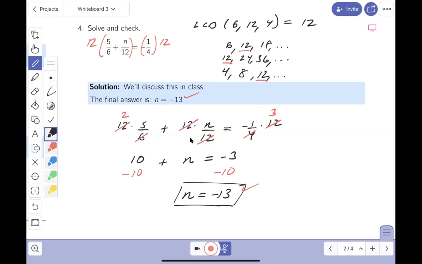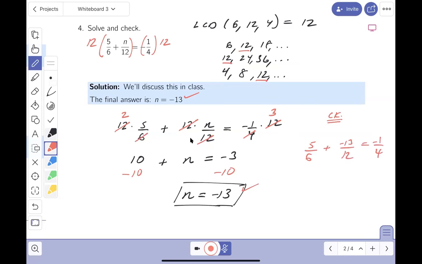And this is where some student says, I don't want to do that. And that's fine. I'm not saying you have to. I'm going to put the check down. And this is going to be 5/6. And I believe n is minus 13. So it's going to be plus minus 13 twelfths equals minus 1/4.